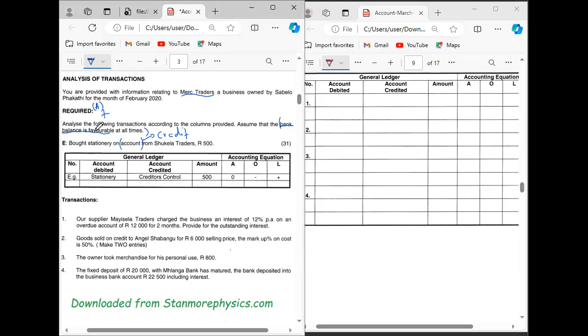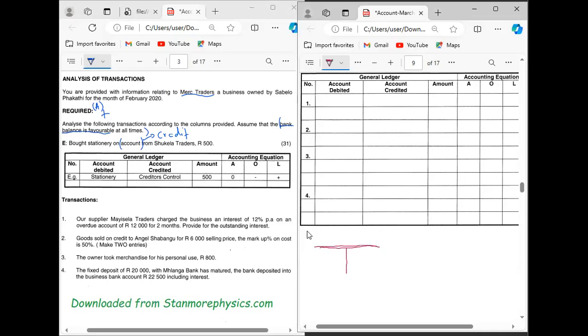So what did we buy? We bought stationery. So now we need to have a ledger account for stationery. This is stationery. And then we bought stationery for cash, or we bought stationery on credit. It was written that the stationery was bought on account, and anything bought on account is bought on credit, meaning we need to have creditors control, because we bought stationery on credit.